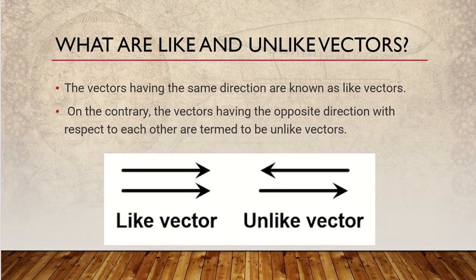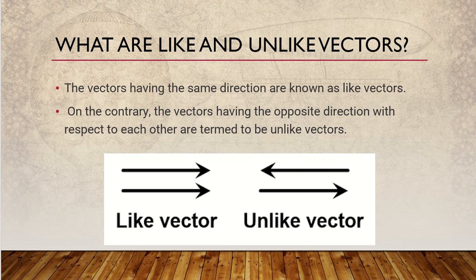Next are like and unlike vectors. The vectors having the same direction are known as like vectors. On the contrary, the vectors having opposite direction with respect to each other are known as unlike vectors. In the first image, you can see the 2 arrows in the same direction, which means that the 2 vectors are in the same direction. Hence, the 2 vectors having the same direction are called like vectors.